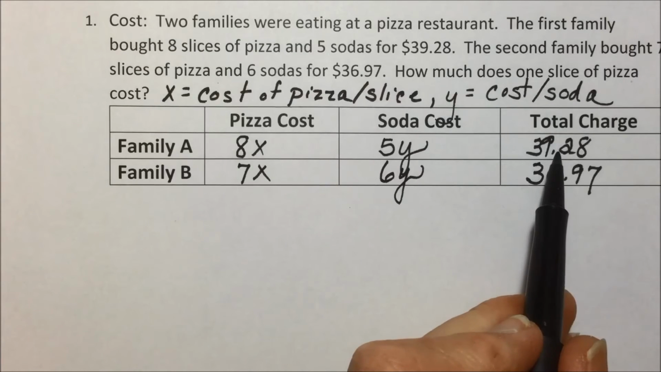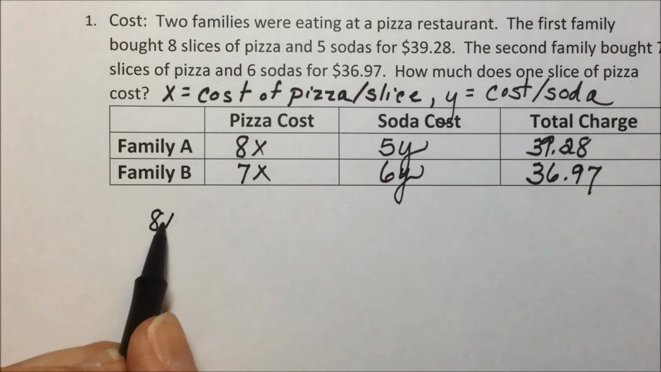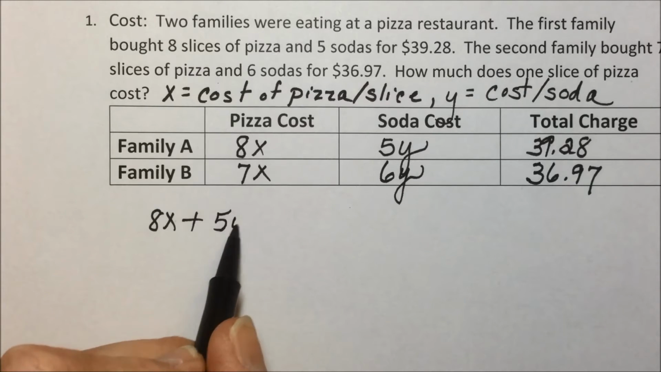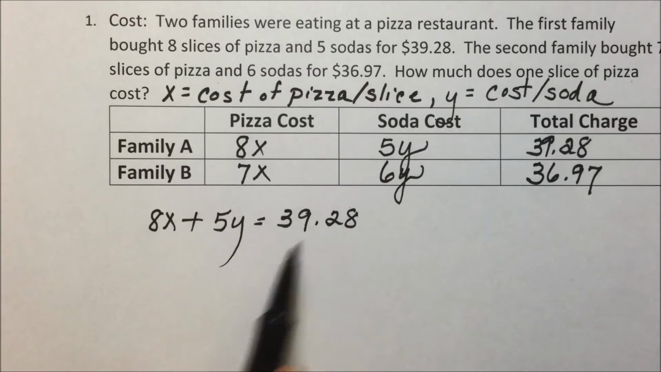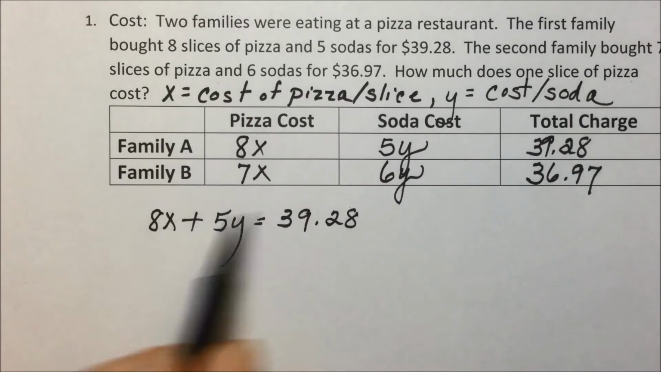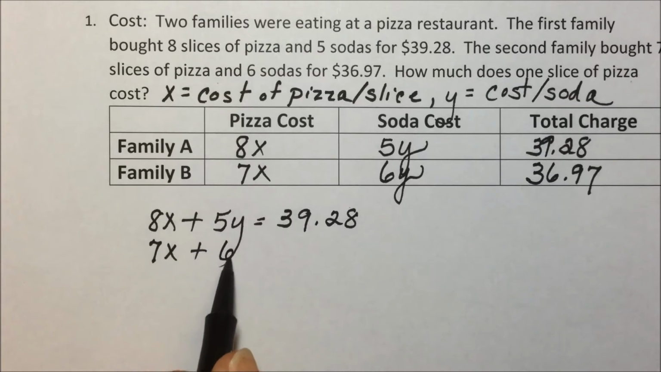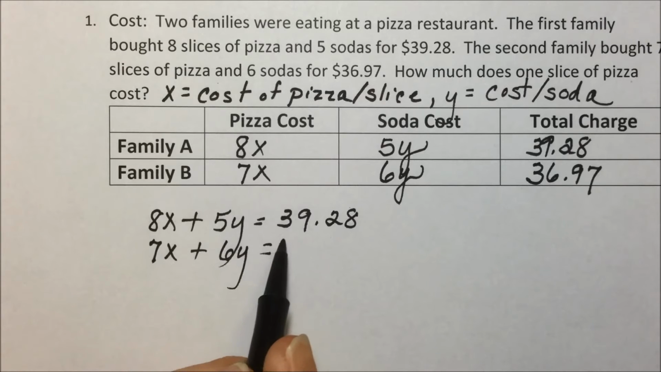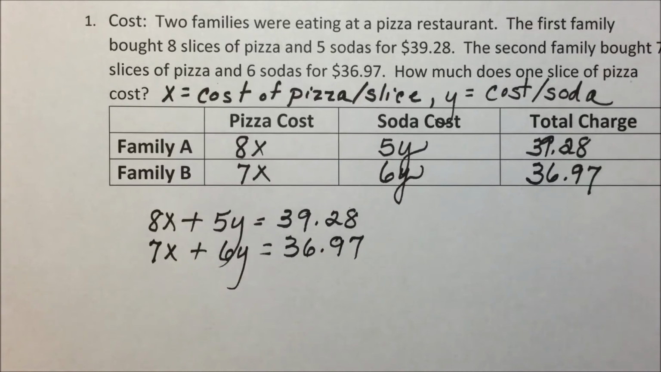From there, we then can generate two equations. How was their total charge determined? It was the pizza cost plus the soda cost gave us the total bill of $39.28. The second family's bill was the result of the pizza charge and the soda charge added to it for a total of $36.97. We have two equations, two unknowns.